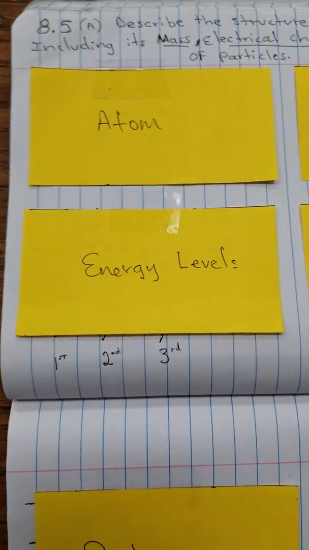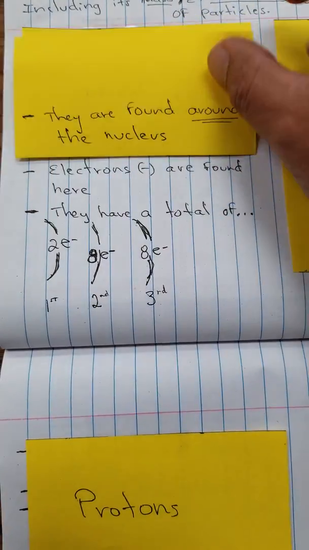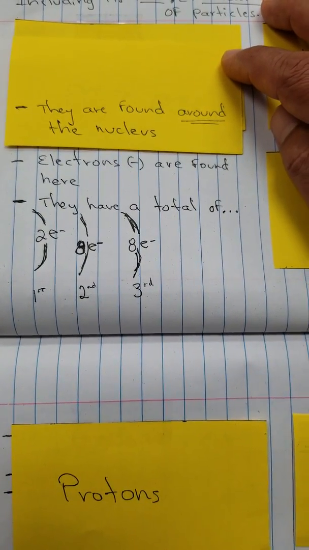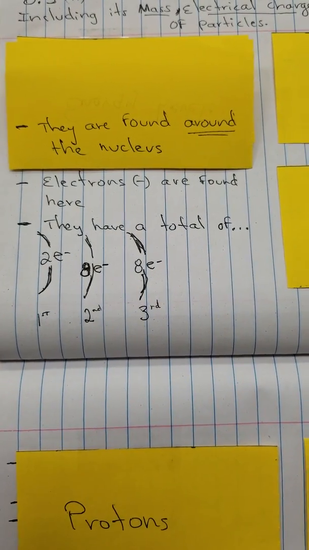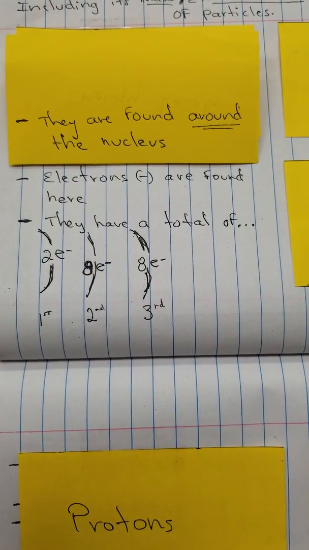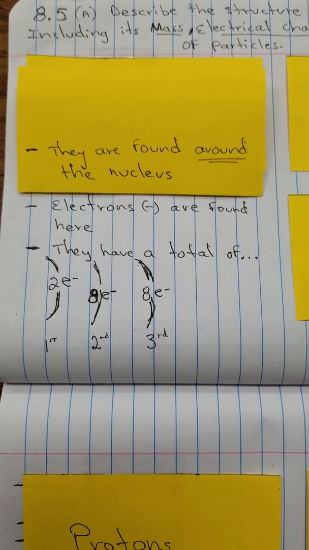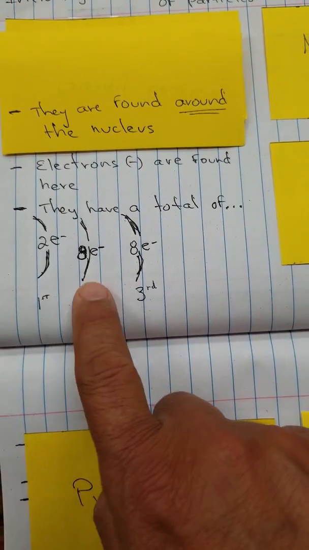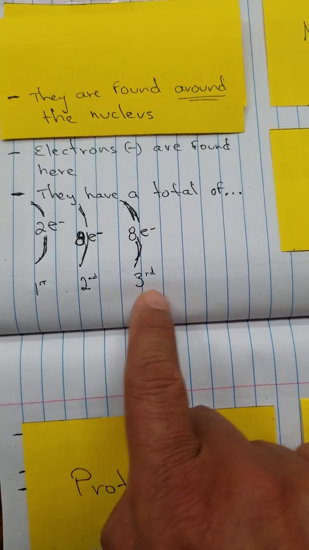Moving down to the energy levels. On the energy levels, they are found around the nucleus. Those are the little circles going around on the outside. The electrons have a negative charge and are found outside. Obviously, the electrons are found here. The electrons are embedded on those energy levels. And this is an example of all three energy levels and how many electrons each energy level has.